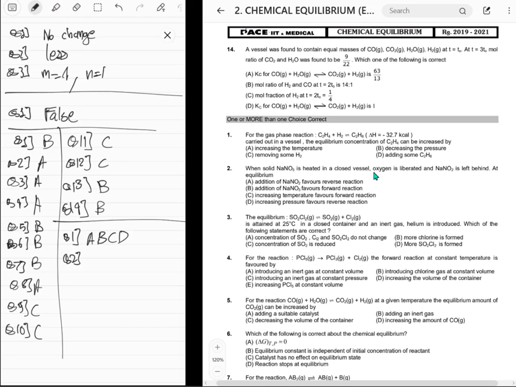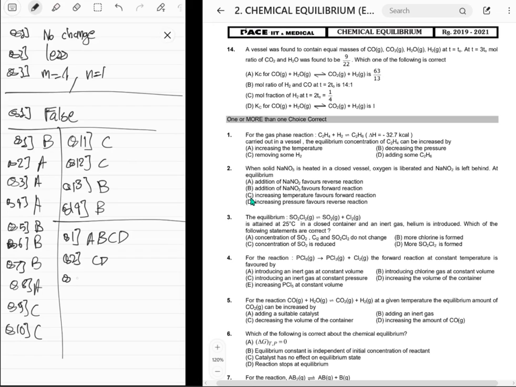When solid NaNO3 is heated in a closed vessel, oxygen is liberated and NaNO2 is left behind at equilibrium. Addition of NaNO2 favors reverse reaction? No, these are solid states. They don't have activity changing. Increasing temperature favors forward reaction. When it's heated in a vessel, oxygen is liberated, so it's endothermic. That means increasing temperature will favor forward reaction. Increasing pressure favors reverse reaction. Yes, it does. So C and D are correct.